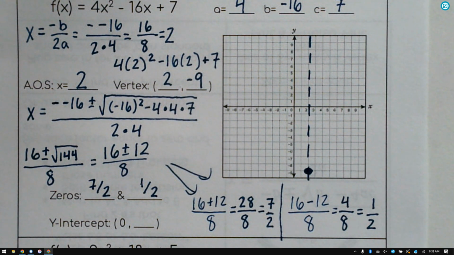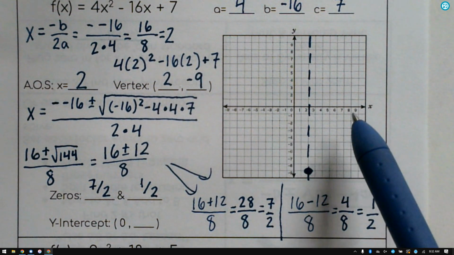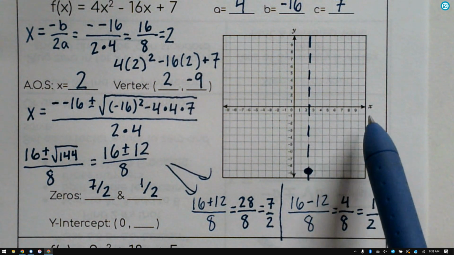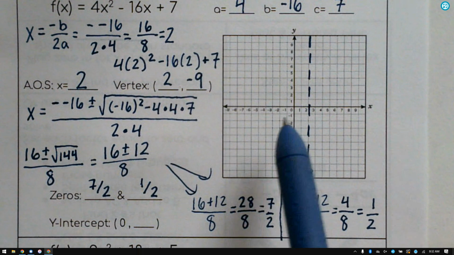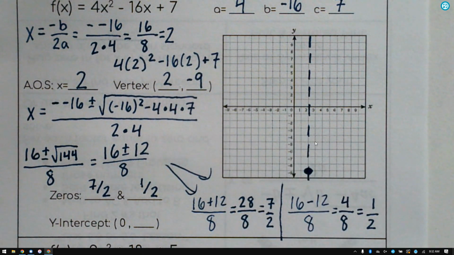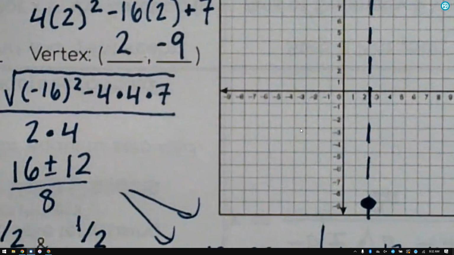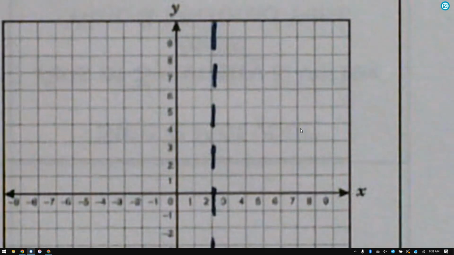Okay, let's talk about how we graph fractions. For our zeros, we're going to end up getting fractions for all of your zeros today. They are going to be on your x-axis. We know where 1/2 goes. 1/2 is halfway in between 0 and 1. I'm going to zoom into this graph. It's going to be right there.